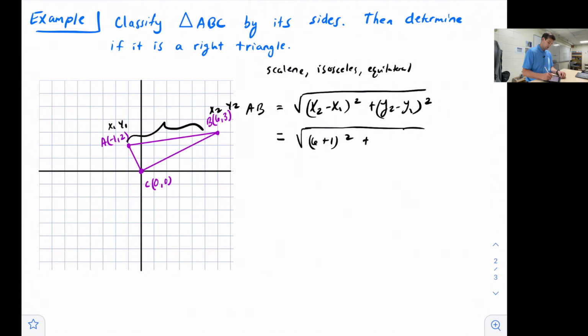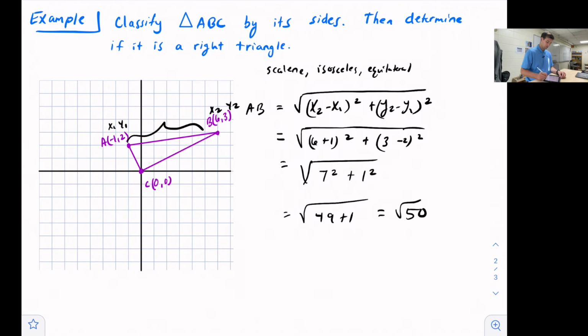And we're going to do 3 minus 2, okay? So when we simplify this, we're going to get 7 squared plus 1 squared. So we end up with 49 plus 1, which is the square root of 50. Okay, so the distance from A to B, we're going to say is the square root of 50. All right, we'll just leave it as that for right now. And I'll write that up here so that we can kind of refer back to it. Okay, so the square root of 50.